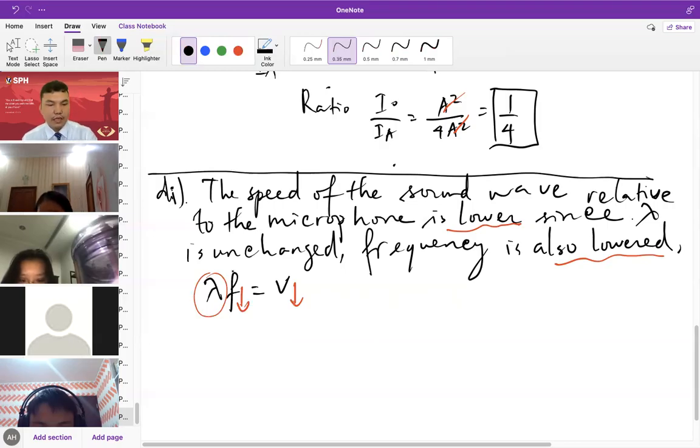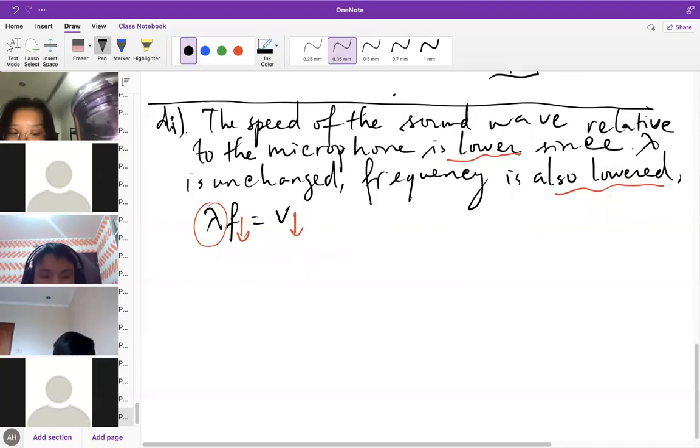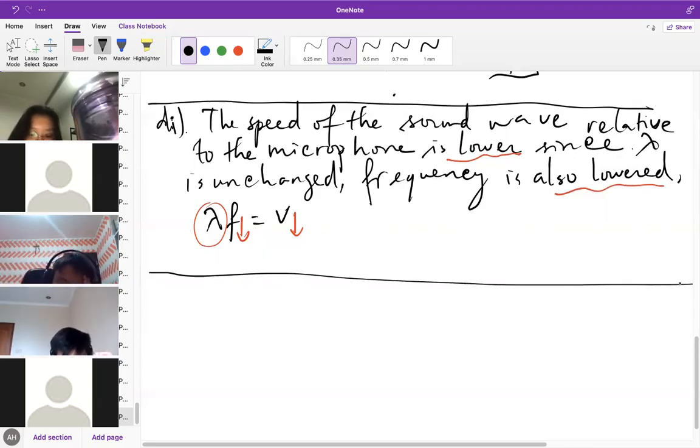Okay, now question. Felicia clear? Krishna clear? Auri clear? Okay. Owen? Okay so far? Okay, now part D two.